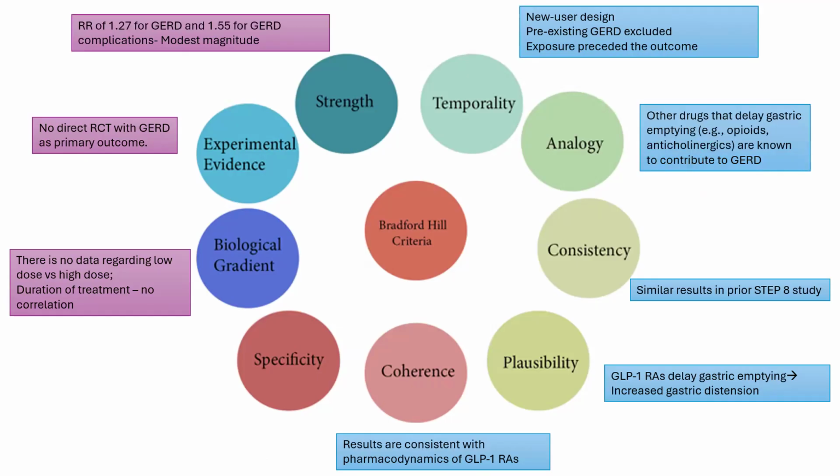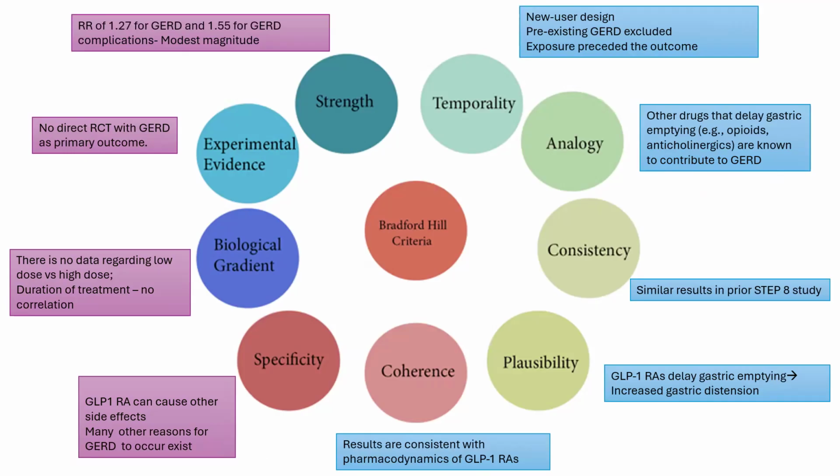The analogy is that other drugs that delay gastric emptying, like opioids and anticholinergics, are also known to contribute to GERD. Another closely similar drug class, DPP-4 inhibitors, I also looked at the evidence to see if they caused GERD. However, we know that DPP-4 inhibitors do not slow gastric emptying, and similarly in the network meta-analysis, they found no correlation between DPP-4 inhibitors and GERD. Coming to specificity, it's poor because GLP-1 receptor agonists can cause a host of other GI side effects apart from GERD, and there are many reasons for GERD to occur, for example obesity. So specificity is poor.